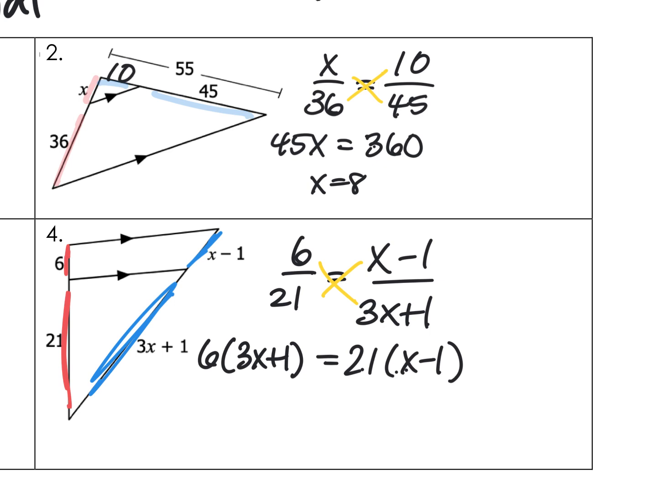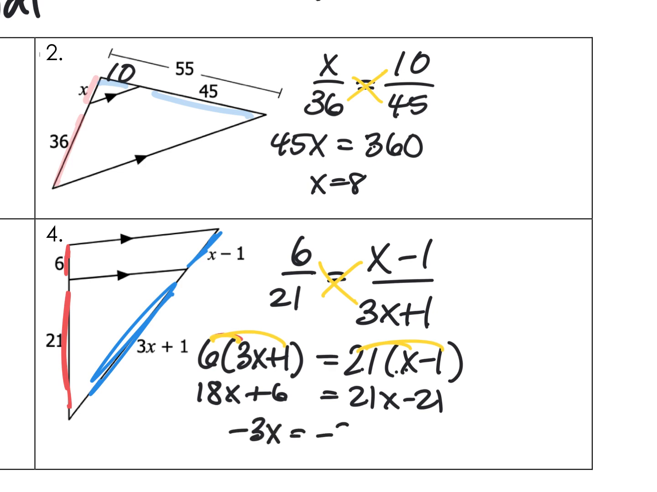Can you please try that one on your own? Can you do the whole equation? Ready, go. I'll do it on the board, but I bet you can do it. Negative 3x is equal to 27.